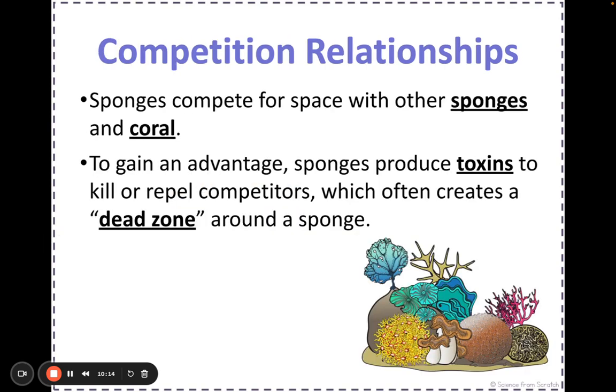Competition relationships. So sponges also have to compete for space with other sponges, but also with coral. So to gain an advantage, sponges produce toxins to kill or repel competitors, which kind of creates a dead zone around that sponge.